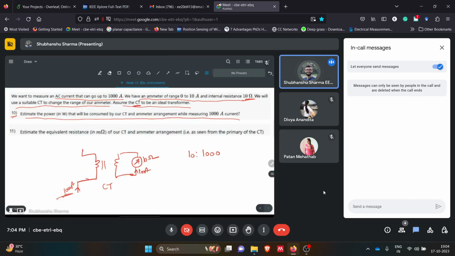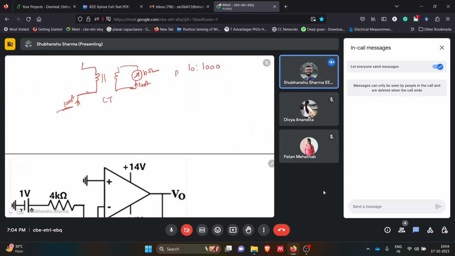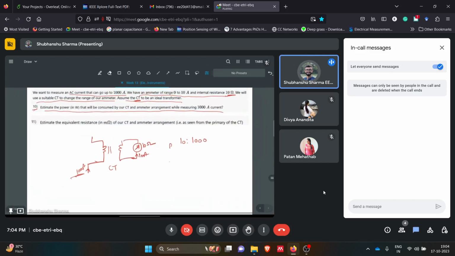If you have to calculate the power, that is easy. The power in the CT, because the CT does not have any resistance of its own, it is an ideal transformer. We know the power is I square into R, where this is the secondary current, I equals IS, the secondary current of the CT. So we'll get 1000 watt. That is the power being dissipated in this ammeter, 1000 watt, or in total this CT and ammeter arrangement.